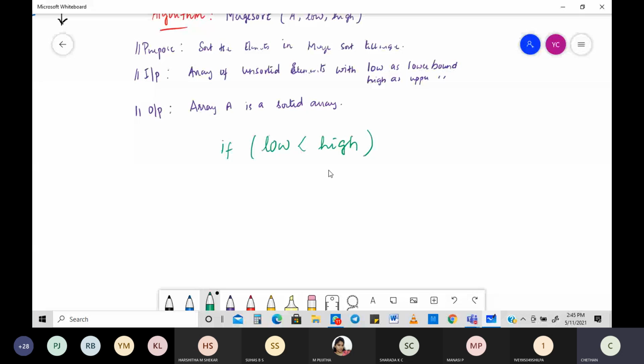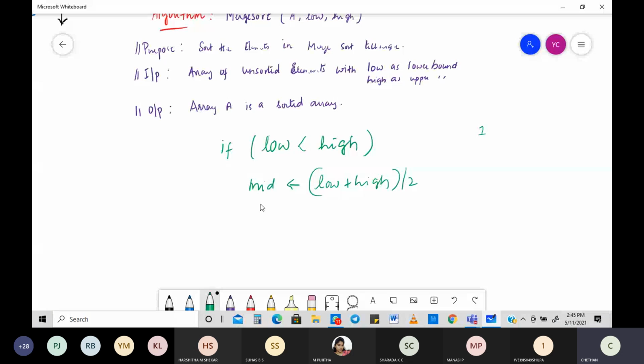When do you think low will be less than high? Low is the first value, say 1, and high is some other, bigger value. It clearly means you have to divide it into two parts. So based on this, I can write very easily: if low is less than high, I'm going to first find the midpoint. The midpoint will be low plus high, divided by 2.